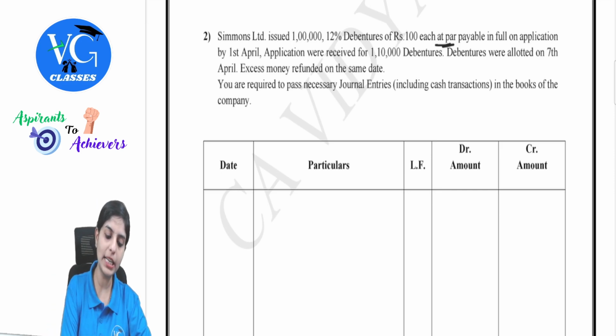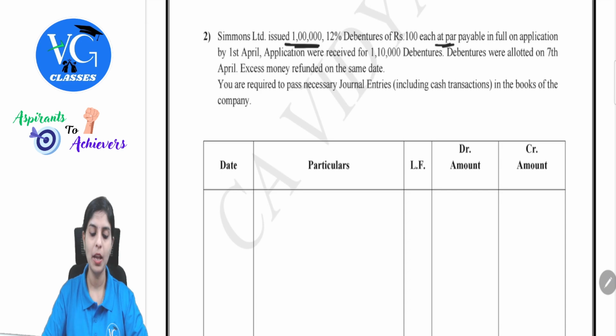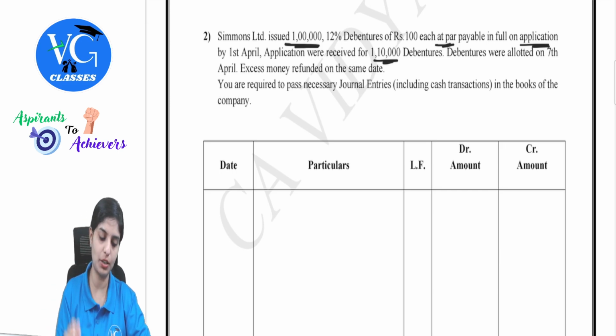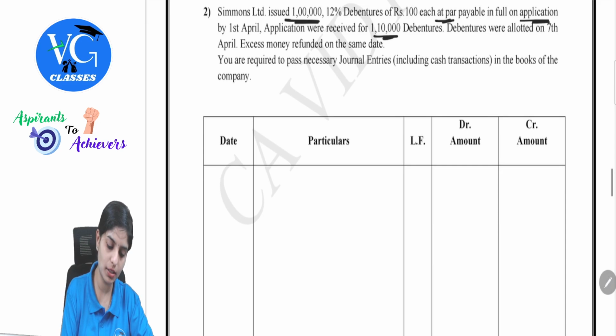First of all, how many debentures were issued? 1 lakh. Now, if you observe the wordings, this was issued at par and payable in full. That means settlement is done in one installment itself. That is on application by 1st April. Applications were received for 1,10,000 debentures. You are receiving 10,000 extra. Debentures were allotted on 7th April. Excess money was refunded on the same date. Remember here there is no concept of pro rata allotment. Any excess we will just refund. So we will just pass the entries for this.